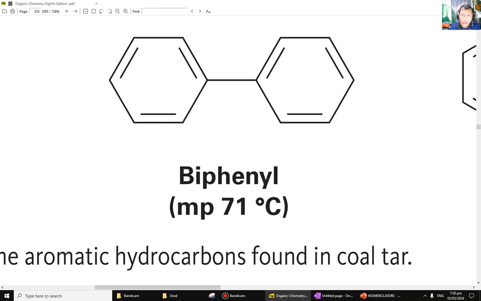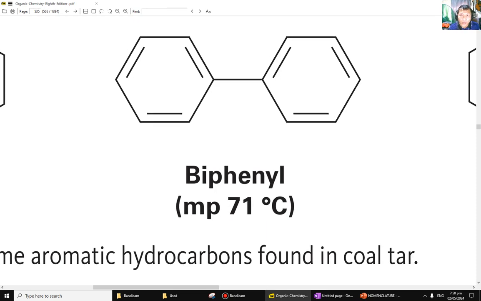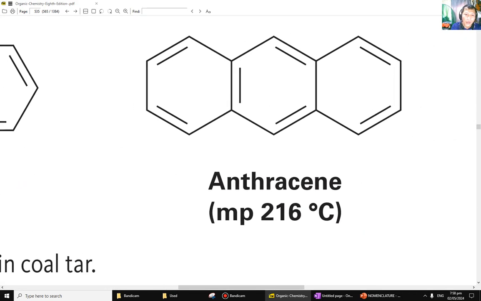So again, this is a double ring, but the carbon here is not double-sided, meaning it has a separate six-carbon ring. So we call it biphenyl. Why? Because that's what its name is, phenyl, biphenyl. Okay, this is also common, biphenyl. It's an organic substance, and this one is anthracene. Not so common, but it may be.